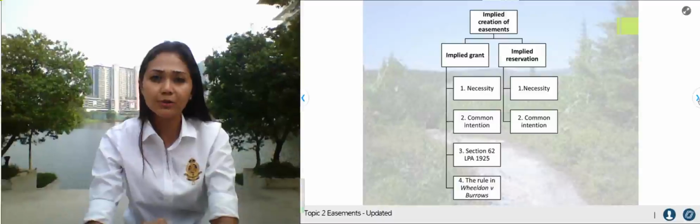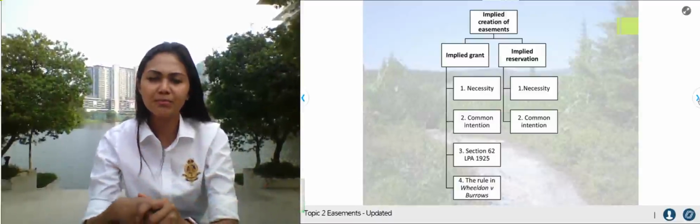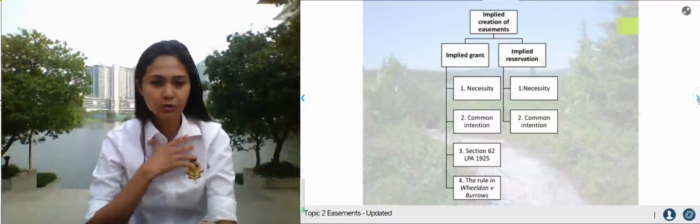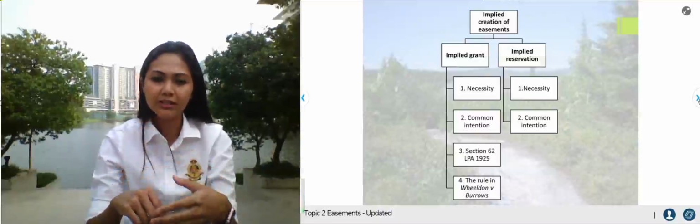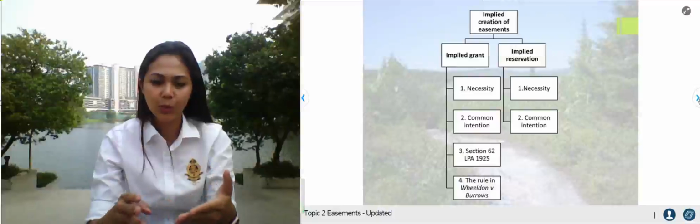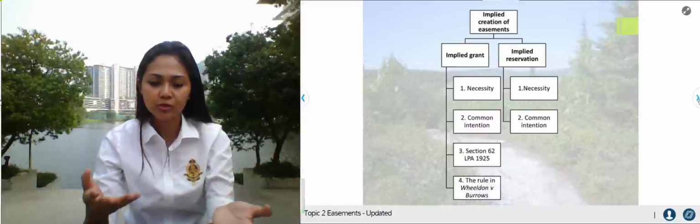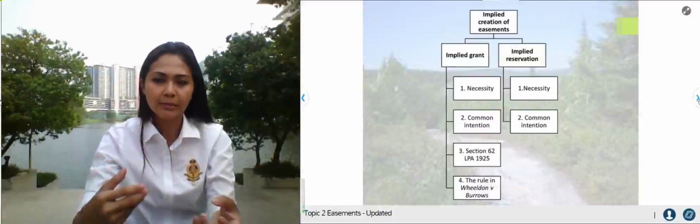There are two types of impliedly created easements that you can have. One is impliedly granted, and another one is impliedly reserved for your own benefit, for your own use. For implied grant, all four types of impliedly created easements can exist. It means that whenever you have two plots of land and you sell land to another, you can grant out that right to the other person.